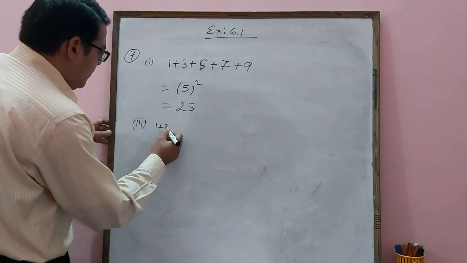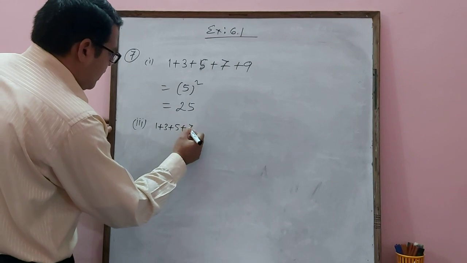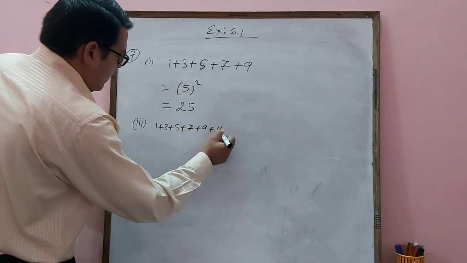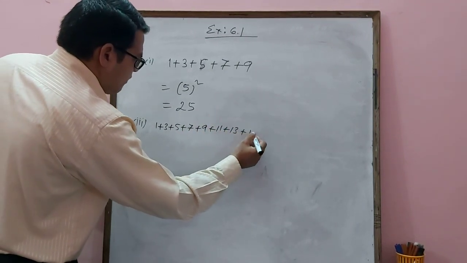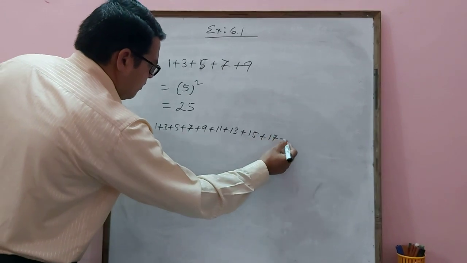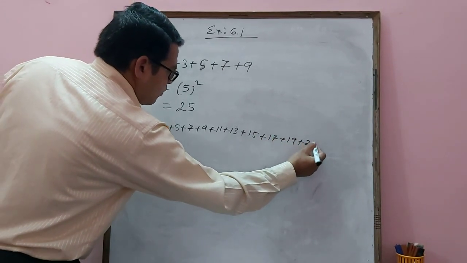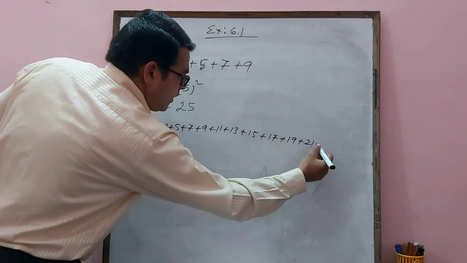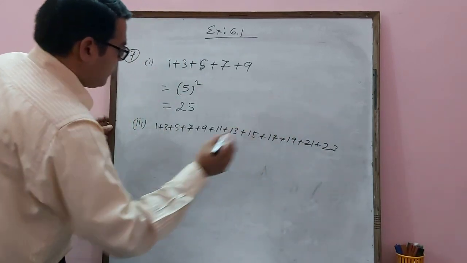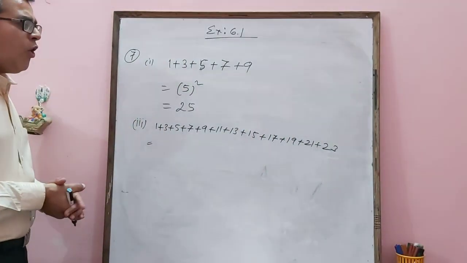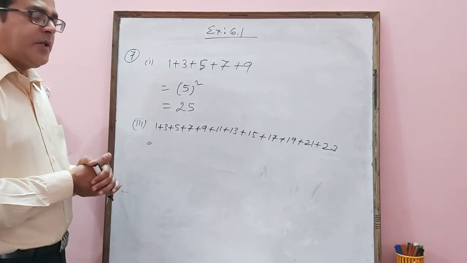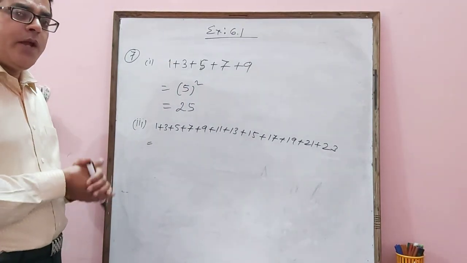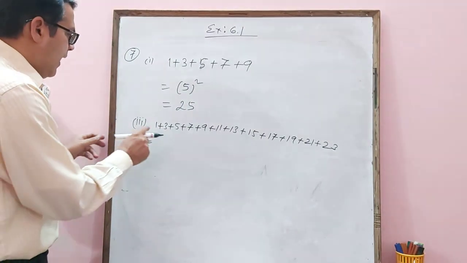1 plus 3 plus 5 plus 7 plus 9 plus 11 plus 13 plus 15 plus 17 plus 19 plus 21 and plus 23. You can see these all are consecutive odd numbers. And how many odd numbers you have to add, calculate it.